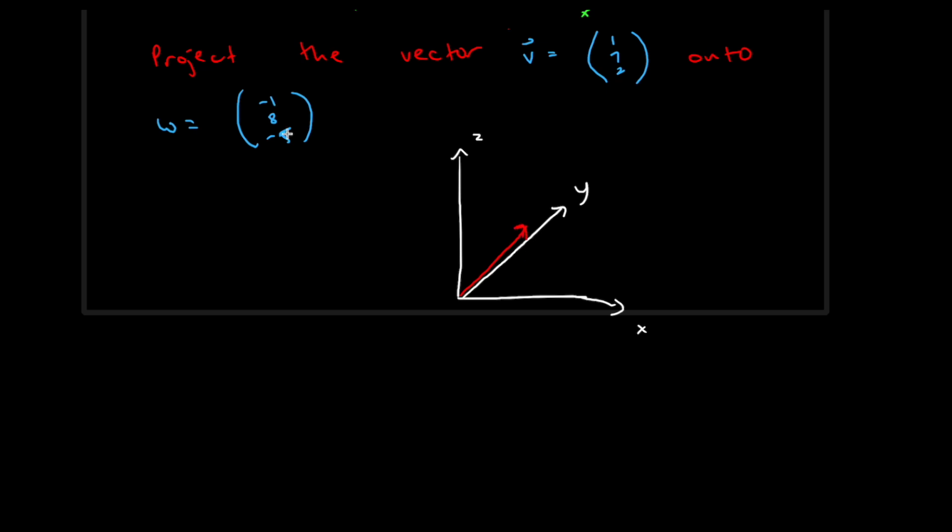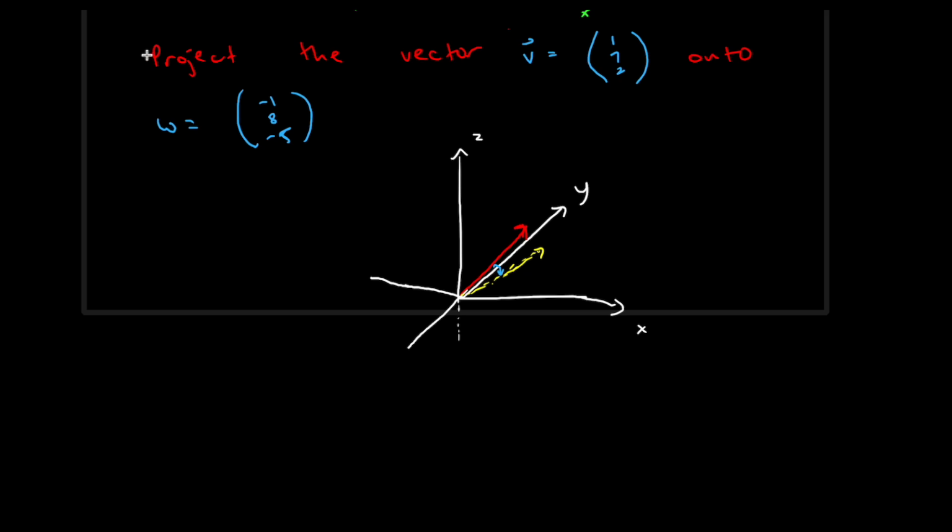And w is negative 1. I'll extend each of these axes by a bit. So I'll do w in yellow. So negative 1 here, 8, let's say here-ish, and negative 5. So this goes a bit under. And we want to project v onto w.